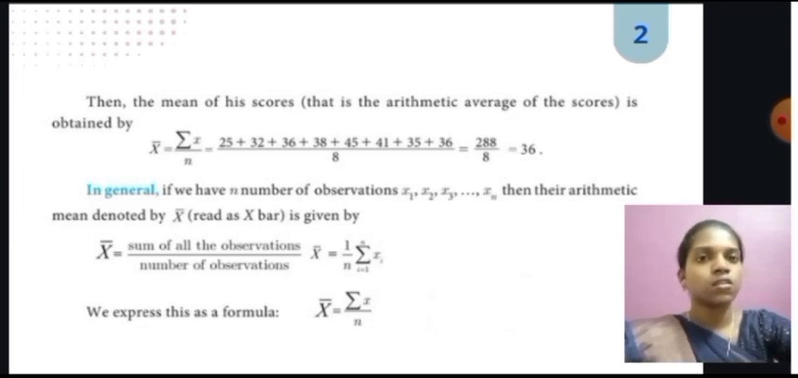In general, if we have n number of observations x1, x2, x3, etc. up to xn, then their arithmetic mean denoted by x bar is given by x bar equal to sum of all the observations by number of observations. X bar equal to 1 by n summation of xi, where i varies from 1 to n. We express this as a formula x bar equal to summation x by n.